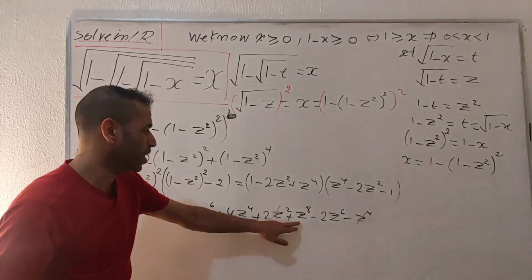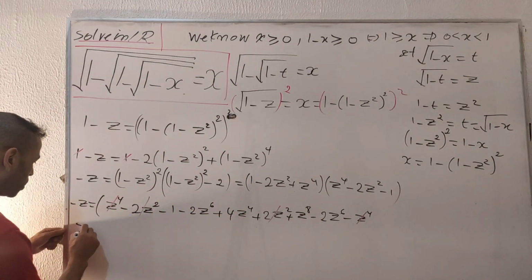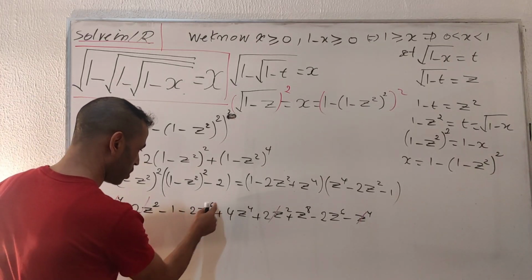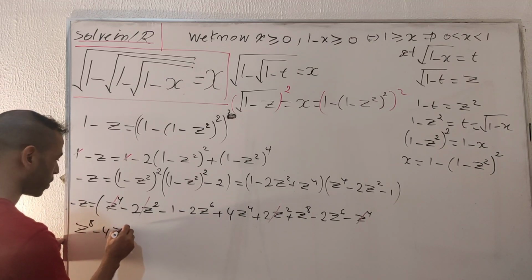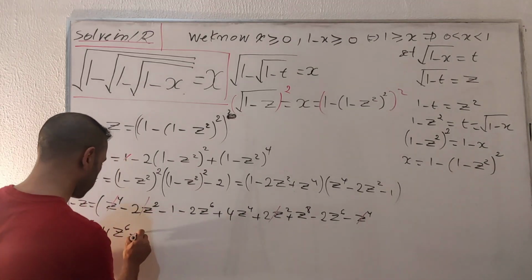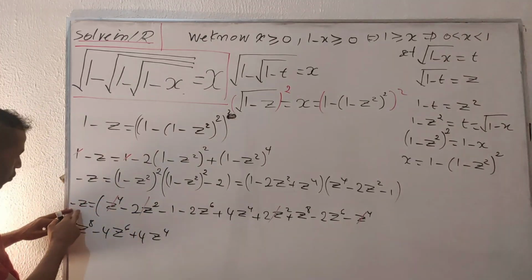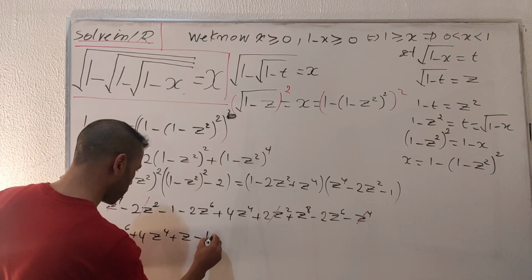I'm going to put this one in increasing order. Let's start with z to the 8. So I get z to the 8, following with z to the 6. I get minus 4 multiplied by z to the 6 plus 4 times z to the 4. Moving over this minus z to the right, I get plus z minus number 1 equals 0.